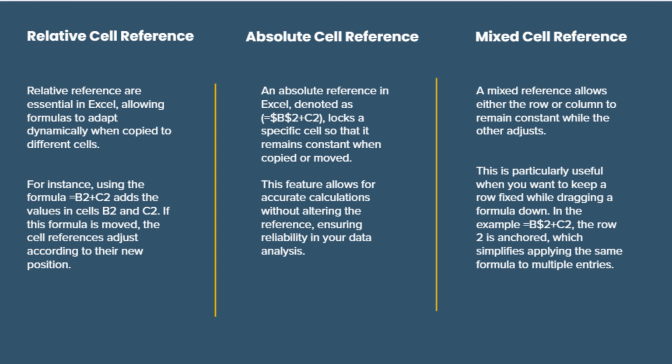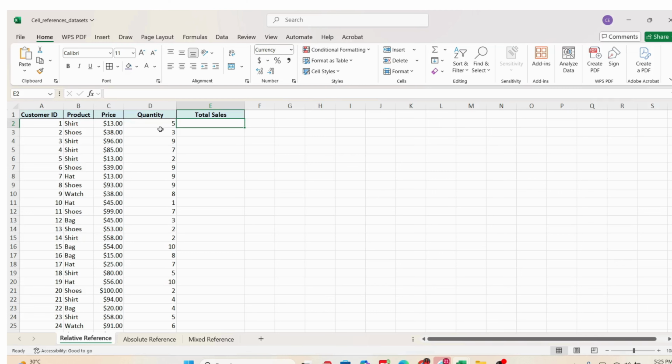Now let's quickly go into our Microsoft Excel to practice this. Here we have a product sales data set with the customer ID, the product, the price, and quantity. Let's calculate the total sales by multiplying price by quantity.